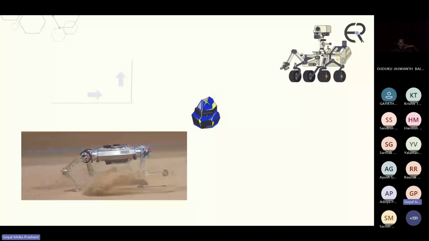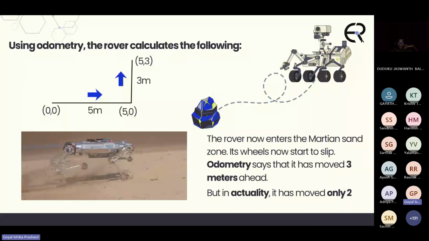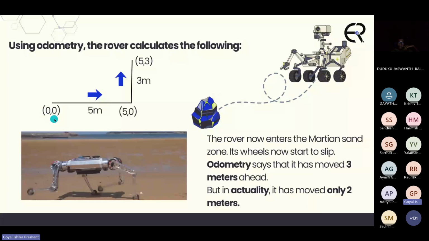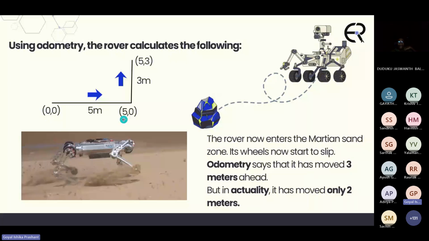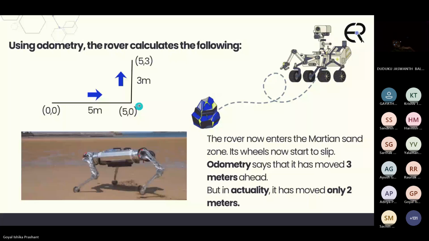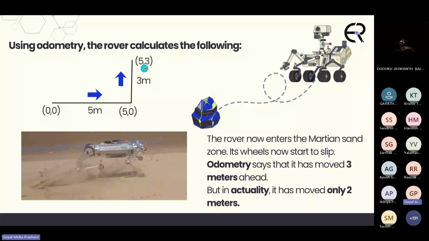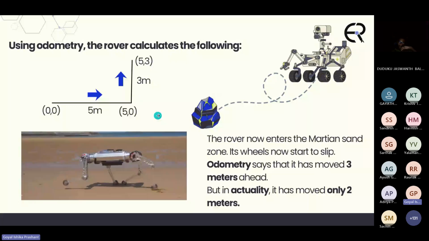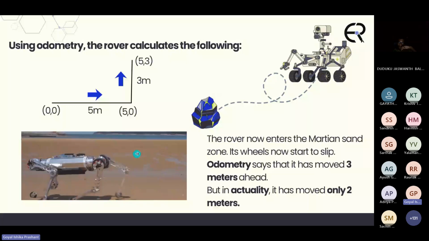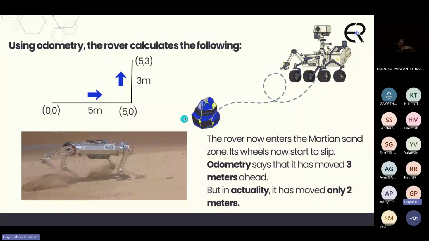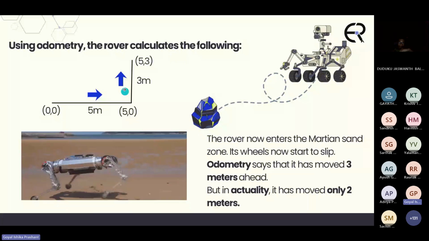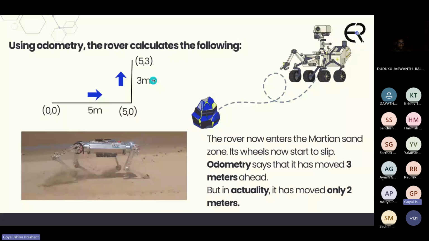So coming back to our rover, say that it started at 0, 0 and it traveled 5 meters. So odometry says that it's now at 5, 0. Then it turns 90 degrees and travels another 3 meters. So odometry says that it's at 5, 3. But what happened here was that the rover had entered a Martian sand zone. Why we have to consider this is because in the sand, the wheels of the rover started to slip. So while odometry said that yes, the rover moved all those 3 meters, what happened in reality was that it had only covered 2 meters.